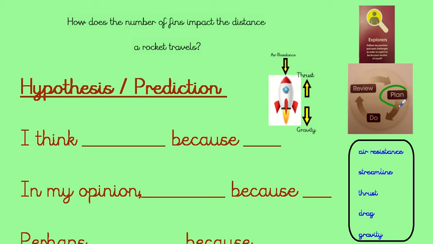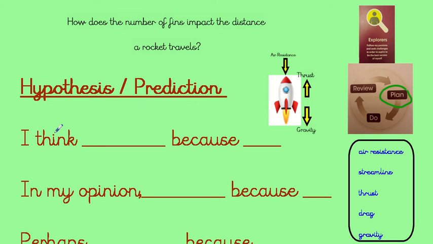Now, as part of our plan, we're still on this part of the cycle, the plan, do, review cycle. As part of your plan, you'll need to write a hypothesis or a prediction. And this is where you say what you think is going to happen. You'll need to use your knowledge of forces to help you explain.